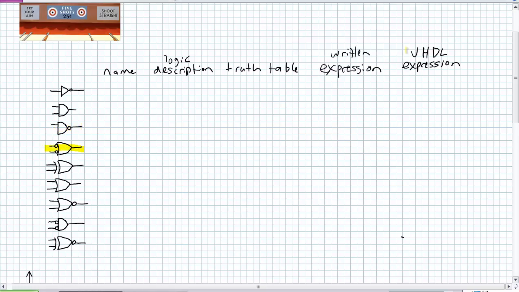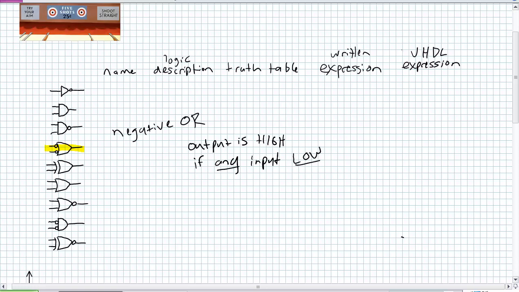Okay, so that looks like an OR gate with the inputs inverted. So that's what's known as a negative OR. The logic description that I'm going to use for a negative OR is describing the exact same truth table we had for the gate above, but it's coming from a different perspective. And that's the output is high if any input is low. That's kind of the negative logic perspective. What's the truth table for that?